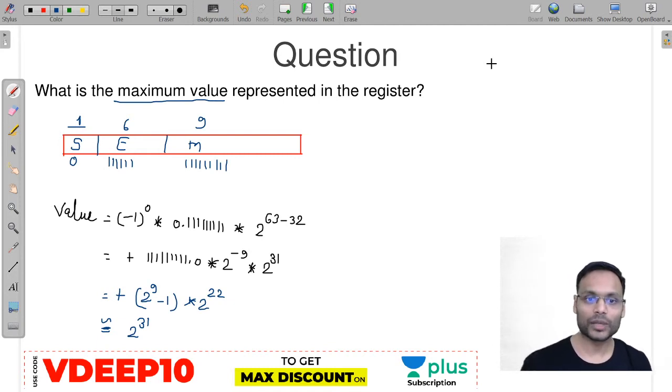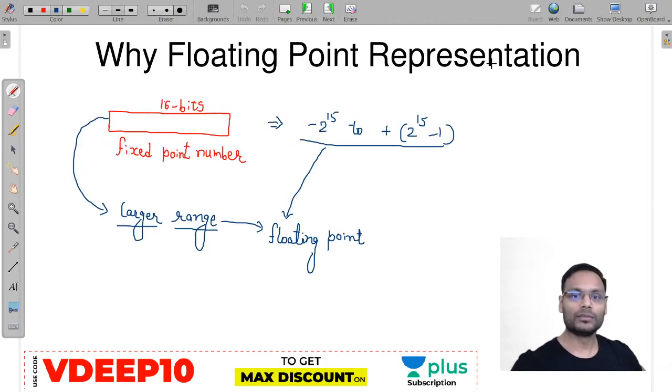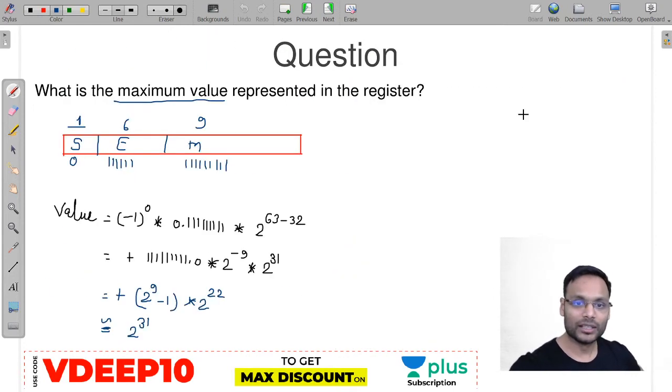Clear है सब लोगों को? If you are clear, this is the maximum value which you can represent with 16 bit, which is of course way larger than this one. See, 16 bit से maximum value यहाँ 2 power 15 ही आ रही थी, and this is very large, larger than that. Yes, of course, a very large value you can represent.